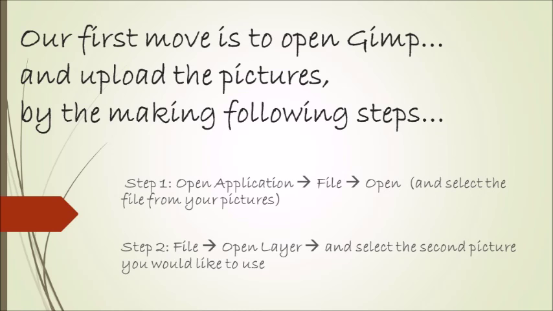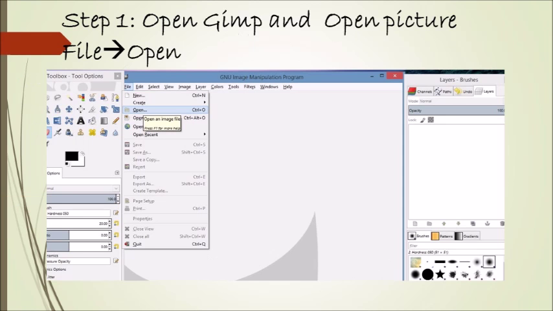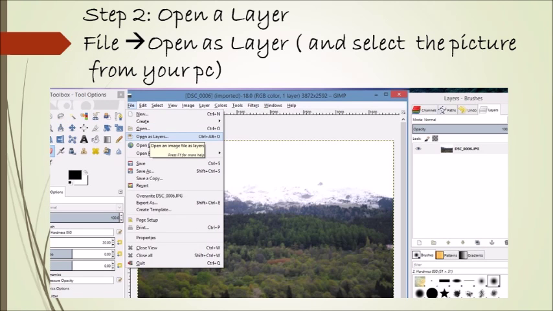Now, our first step is to open GIMP and to upload our first photo. So we go to the menu File, and we click on Open. Then we upload the second picture. For the second picture, we go always to the menu File and we click on Open as Layer.